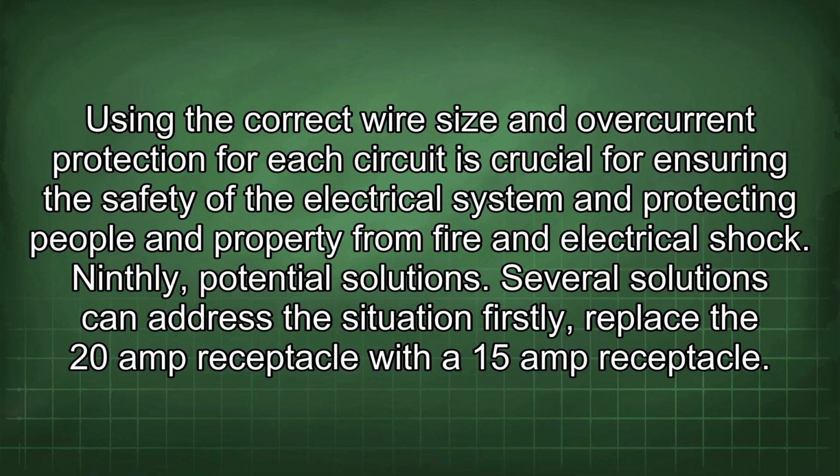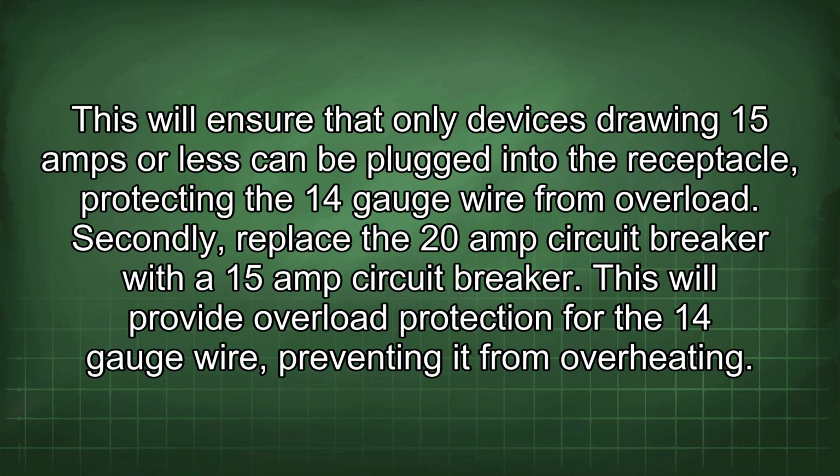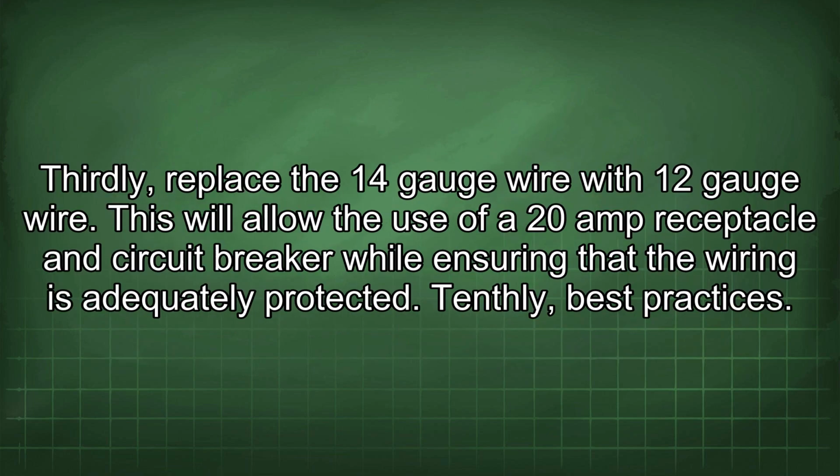Ninthly, potential solutions. Several solutions can address the situation. Firstly, replace the 20-amp receptacle with a 15-amp receptacle. This will ensure that only devices drawing 15 amps or less can be plugged into the receptacle, protecting the 14-gauge wire from overload. Secondly, replace the 20-amp circuit breaker with a 15-amp circuit breaker. This will provide overload protection for the 14-gauge wire, preventing it from overheating. Thirdly, replace the 14-gauge wire with 12-gauge wire.